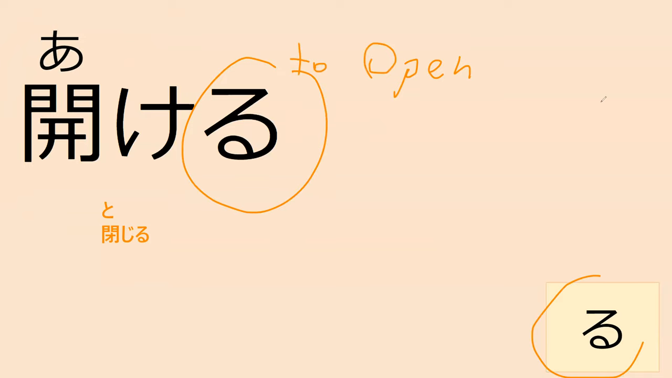So both of them have gates. Akeru is the opposite. Akeru is to open. Hai. And it is a ru verb. Akeru, akita.